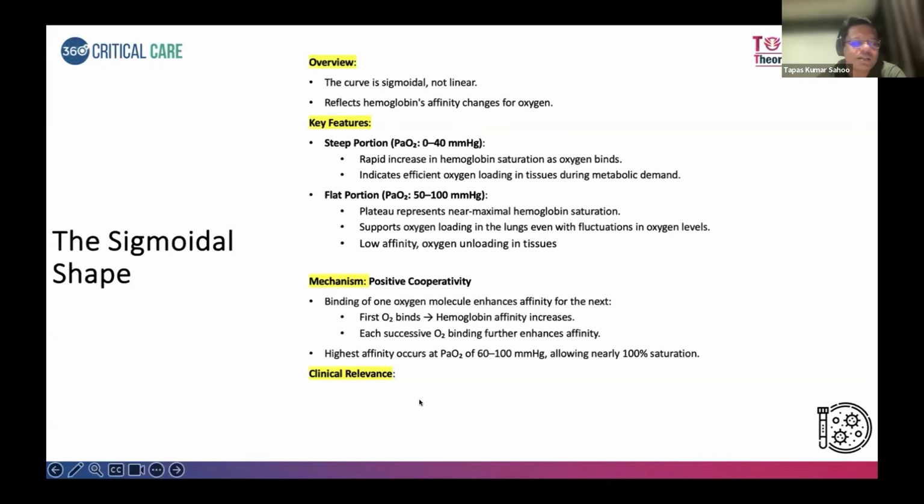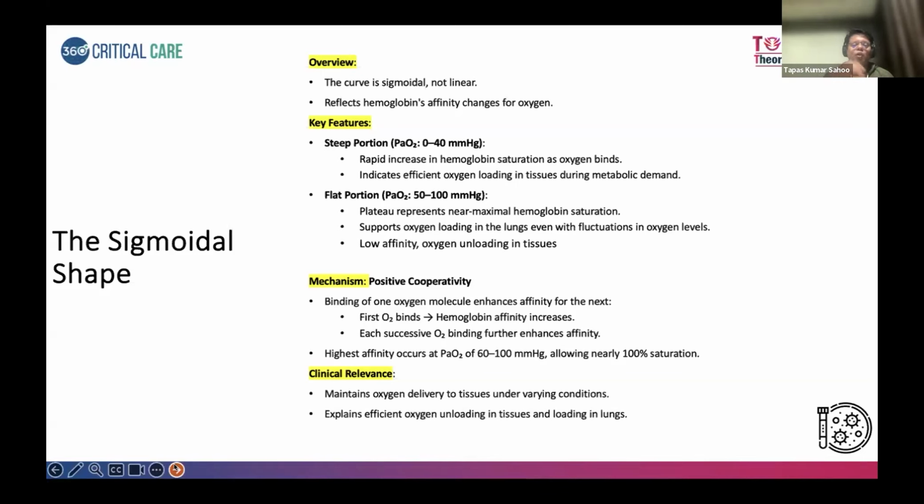Now, highest affinity occurs at a PaO2 of 60 to 100 millimeter mercury. That will allow nearly 100% oxygen saturation. Now, what is the clinical relevance? That would be maintaining oxygen delivery to the tissues under varying conditions, and that also explains the efficient oxygen unloading in the tissues and loading in the lungs. This is quite clear. Oxygen will first be loaded in the lungs, and then transferred through the hemoglobin binding to the distant organs, and in the tissues it would be unloaded.